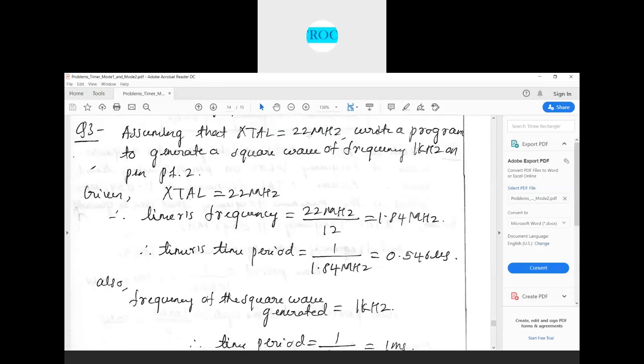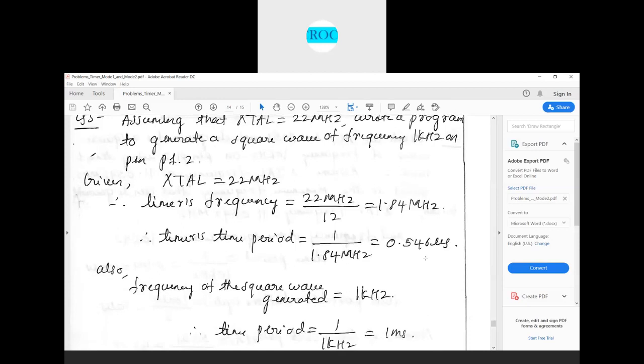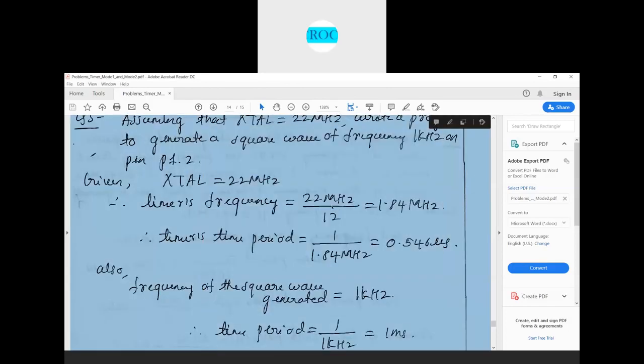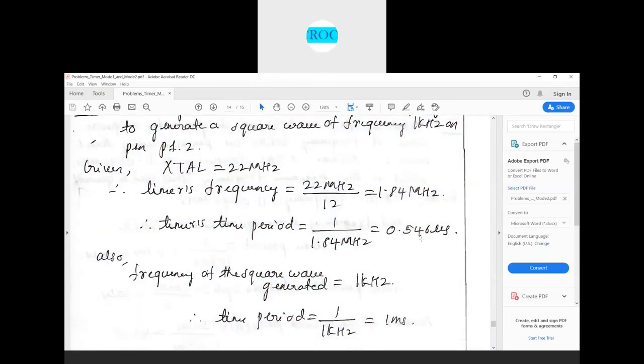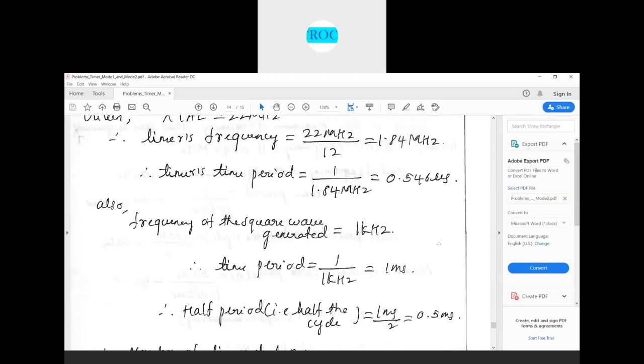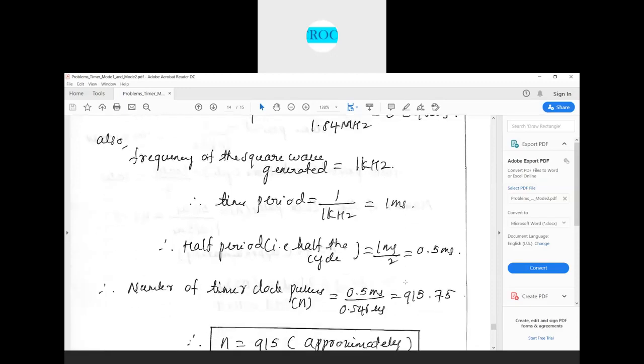For 22 megahertz, what is the timer's period we got? 0.546 microseconds. And the frequency of the square wave we need to generate is 1 kilohertz. What is the time period for that? 1 millisecond. Now what is the period for the on cycle or the off cycle, which we call a half cycle? It will be 0.5 milliseconds.